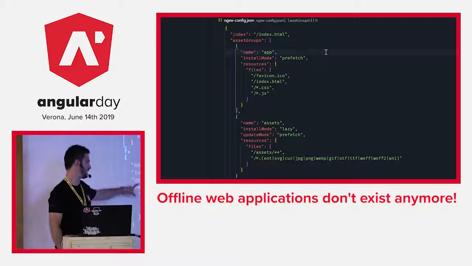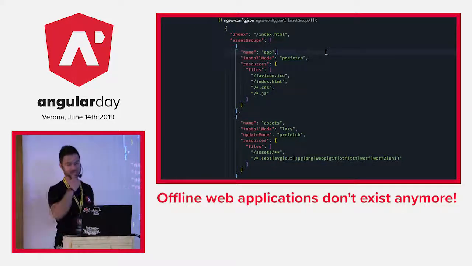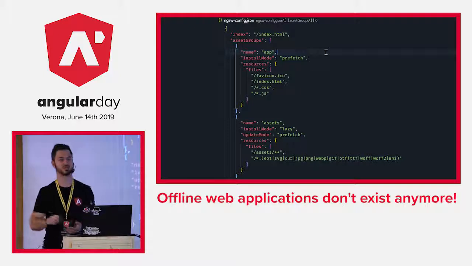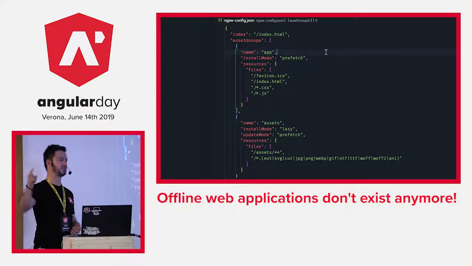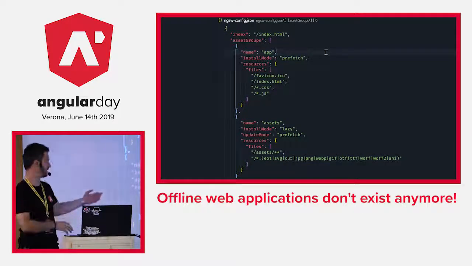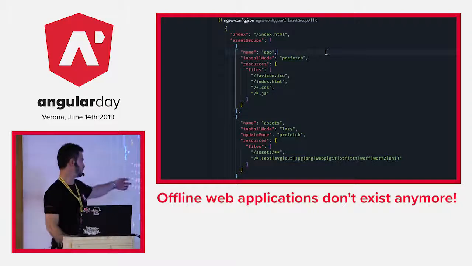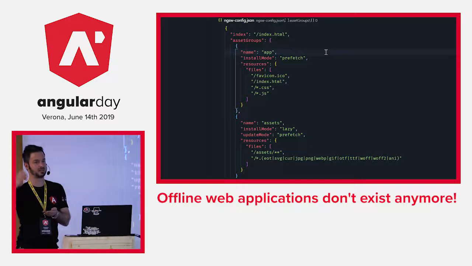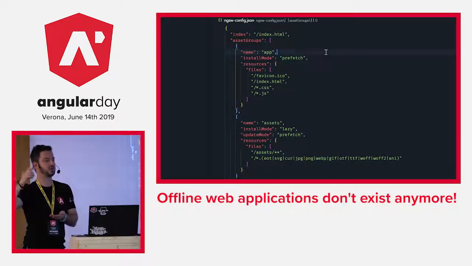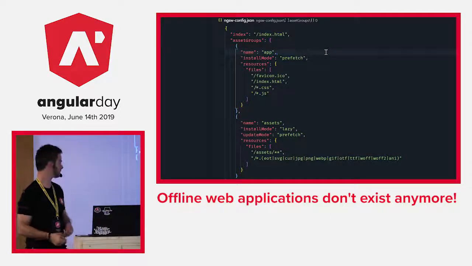So we can define an update mode prefetch. And this means once we have these resources cached, we can try to see if there is a new version of those on the server. And if so, it will eagerly download and update them. We can use also lazy. In that case, it will not download those resources eagerly if there is a new version on the server, but only if newly requested.